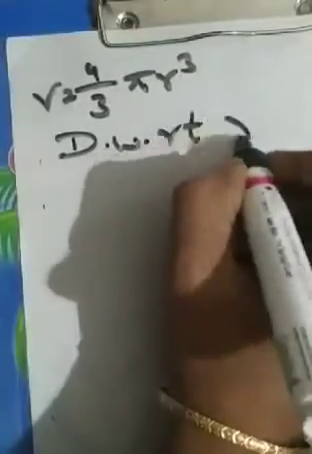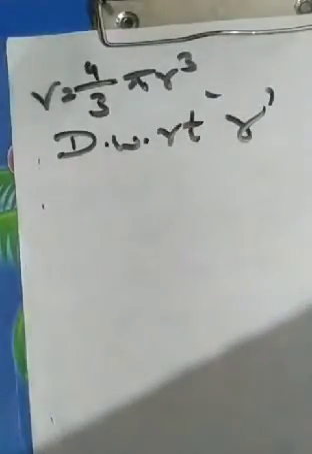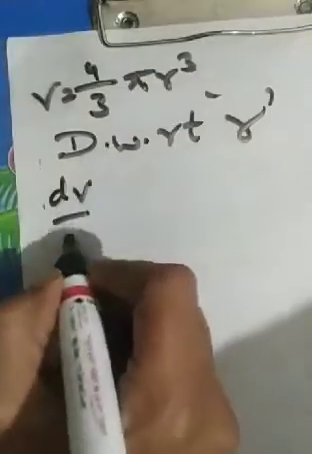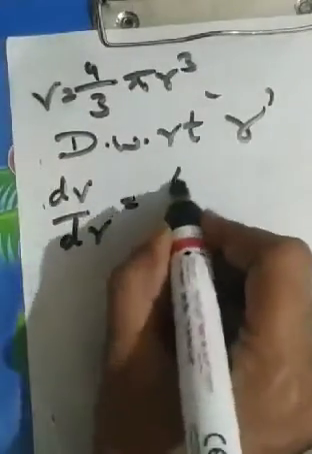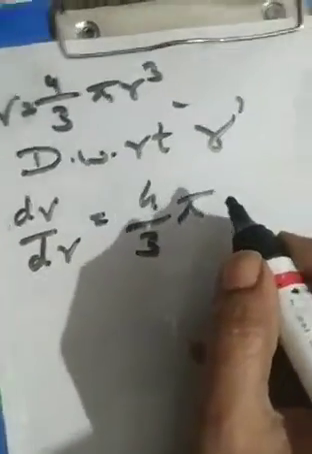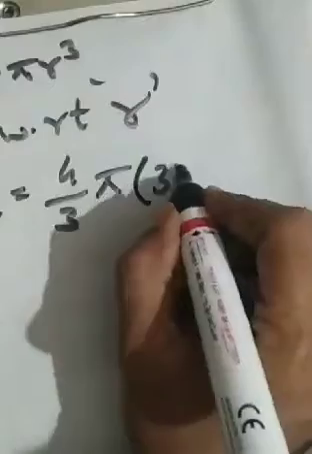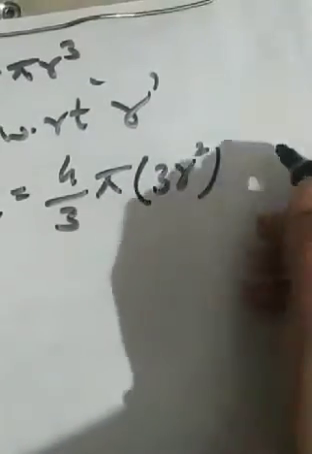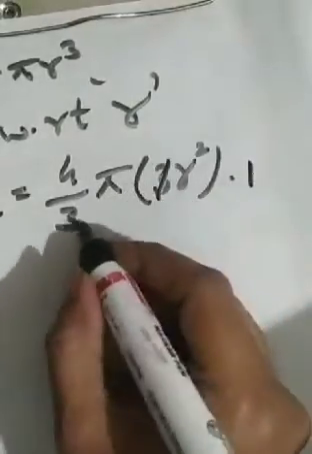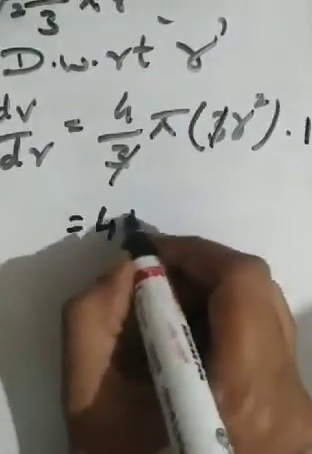Differentiate it with respect to r. Why r? Because the given question says the volume is increasing with the radius. So increasing with the radius means we have to differentiate with respect to the radius. So dV by dr equals 4 by 3 pi. What is the r cube derivative? 3r square. Here dr by dr does not appear, because the derivative of r with respect to r is 1. 3 gets cancelled, which is equal to 4 pi.